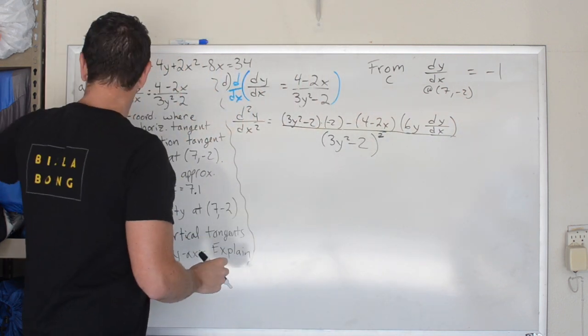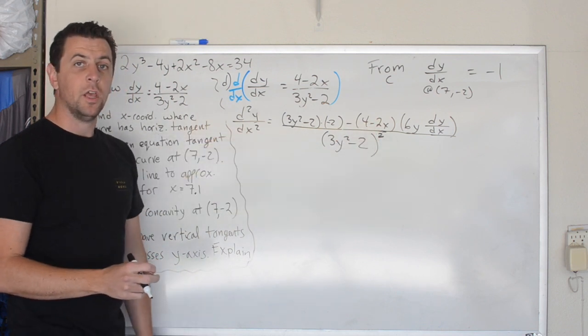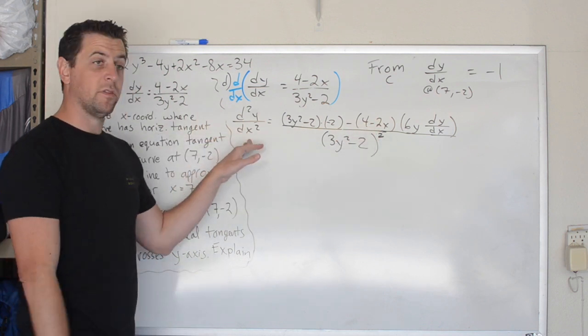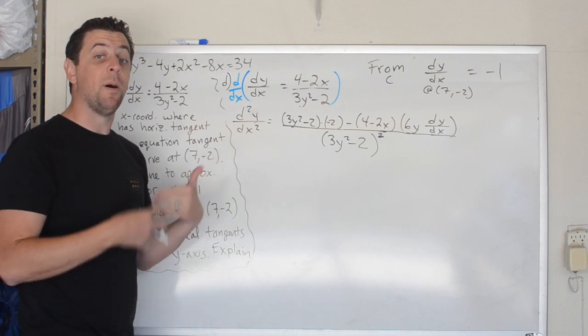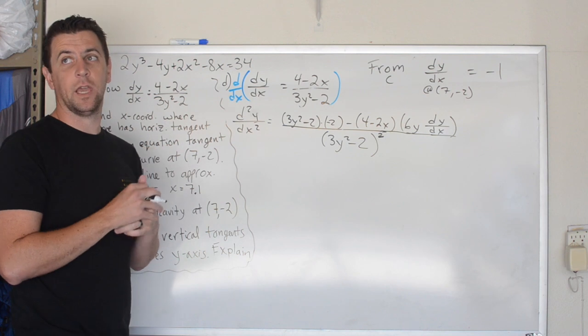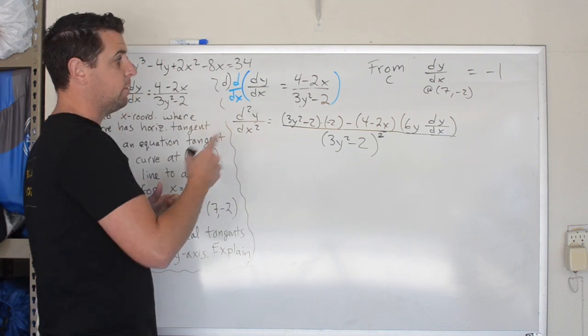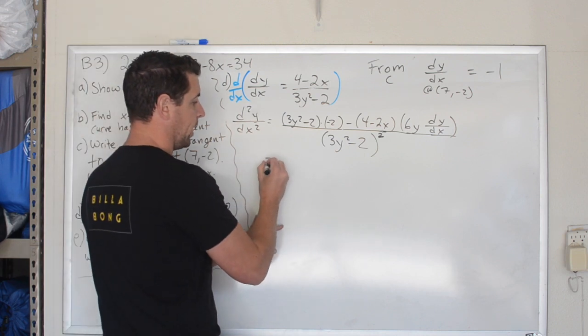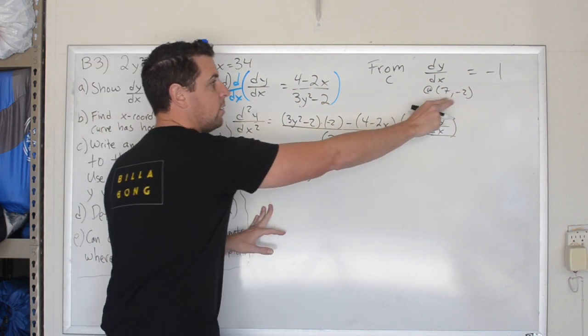So now I'm ready to substitute in the point (7, -2) for the x and the y values here. And remember, my goal, because I'm working with the second derivative to determine concavity, is just to determine: is this a positive number, meaning my graph is concave up, or is this a negative number, meaning the graph is concave down? So let's put in the values here. The y value is -2.